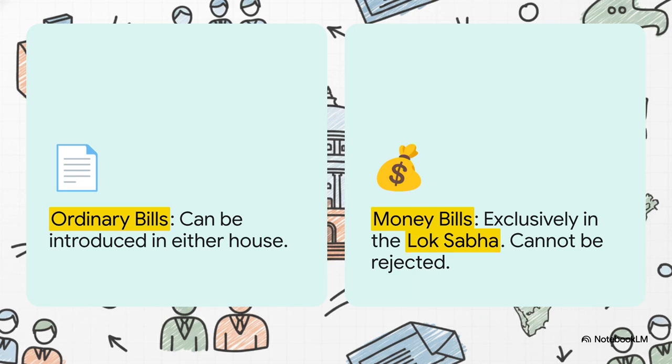Notice the difference here. Ordinary bills can start in either house, but money bills, anything dealing with taxes or the nation's finances, those can only be introduced in the Lok Sabha. When a money bill is sent over to the Rajya Sabha, they get a maximum of 14 days to review it, and they absolutely cannot reject it. The Lok Sabha firmly controls the country's purse strings.